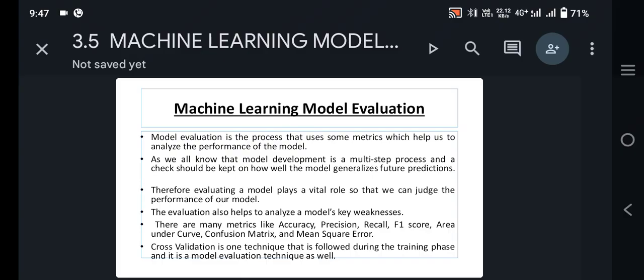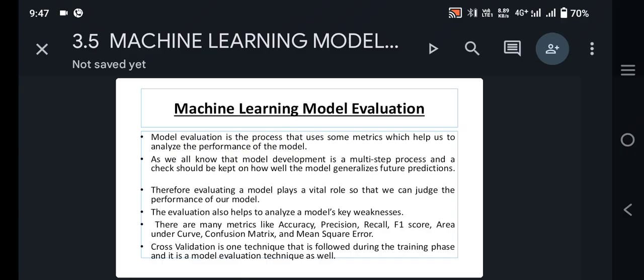Machine learning model evaluation is the fifth topic in the third unit of artificial intelligence and machine learning. Model evaluation is the process that uses some metrics which help us to analyze the performance of the model. Model development is a multi-step process and we have to check how well the model generalizes future predictions. Evaluating the model plays a vital role so we can judge the performance of the model.